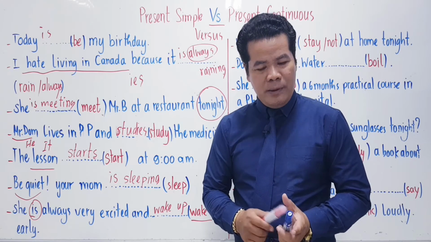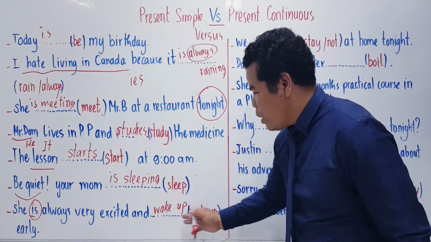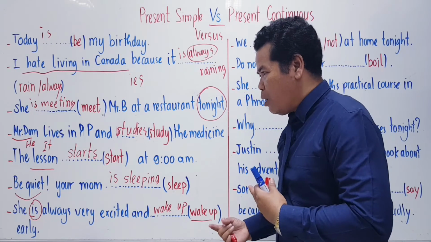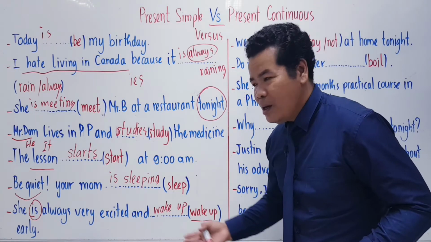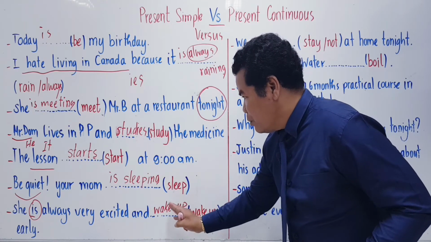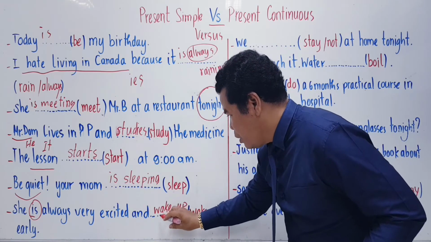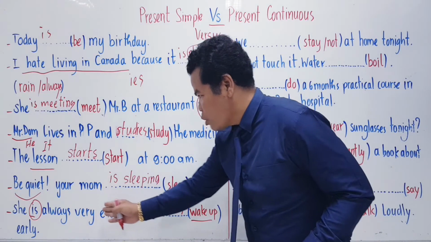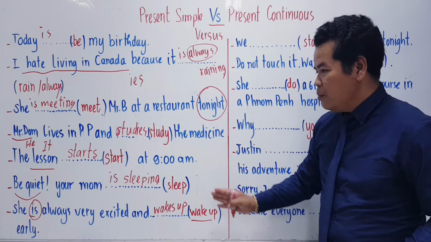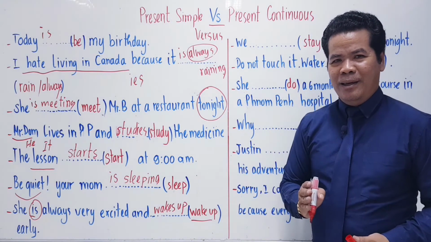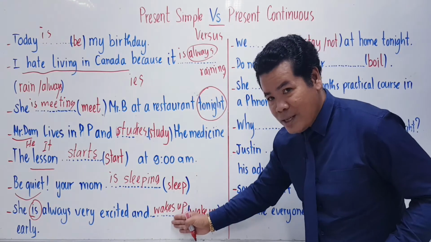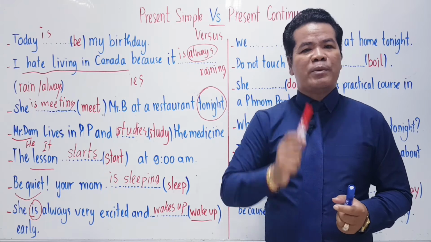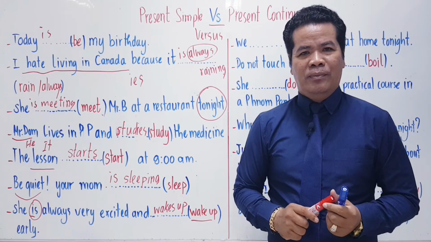So what is the right one? Think about this. So who wakes up? I wake up, or we wake up, or they wake up, or he wakes up, or she wakes up. She wakes up. So subject, she, and then the present verb must have S. So we say, "She is always very excited and wakes up early." Understand? The right tense and the right form. 100% confident. Think about it.